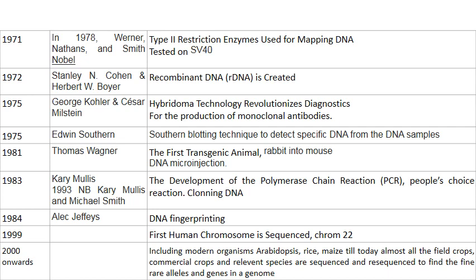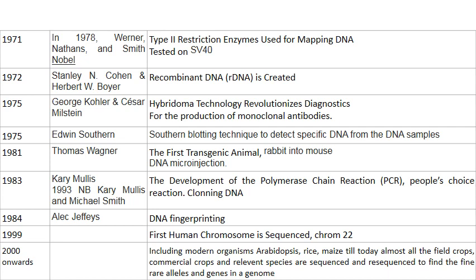In 1972, Stanley Cohen and Herbert Boyer created recombinant DNA technology, which became the basis for genetic engineering. Then in 1975, Georges Kohler and Cesar Milstein contributed hybridoma technology, which revolutionized diagnostic work. This hybridoma technology is helpful for the production of monoclonal antibodies. That means hybridoma technology is the process for getting monoclonal antibodies.